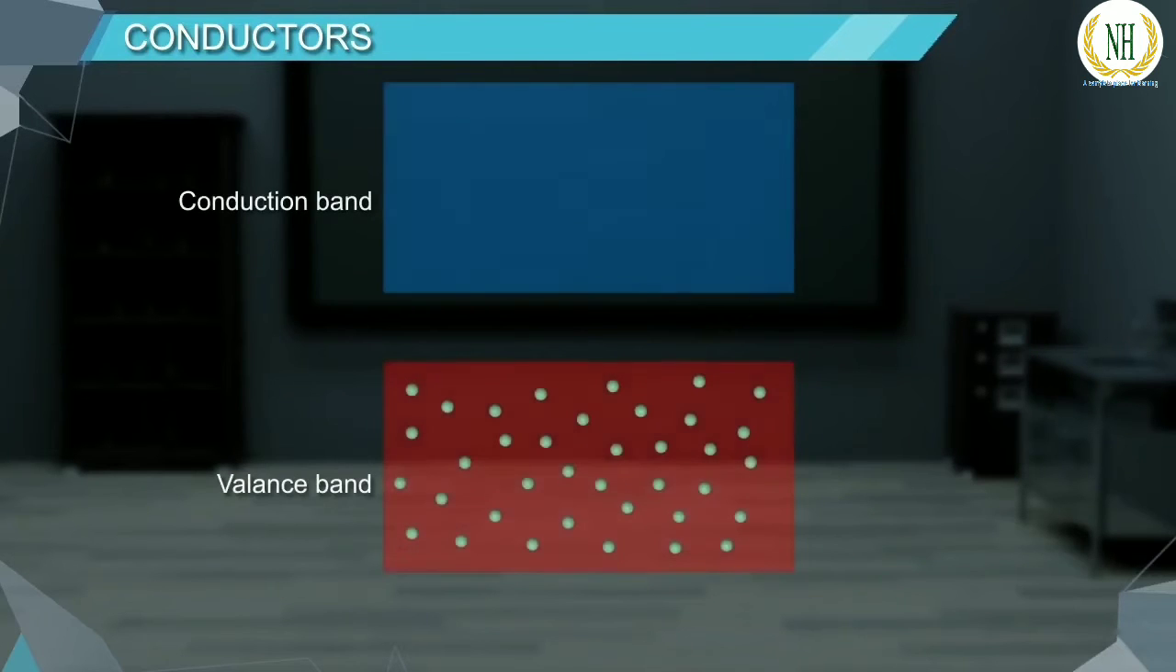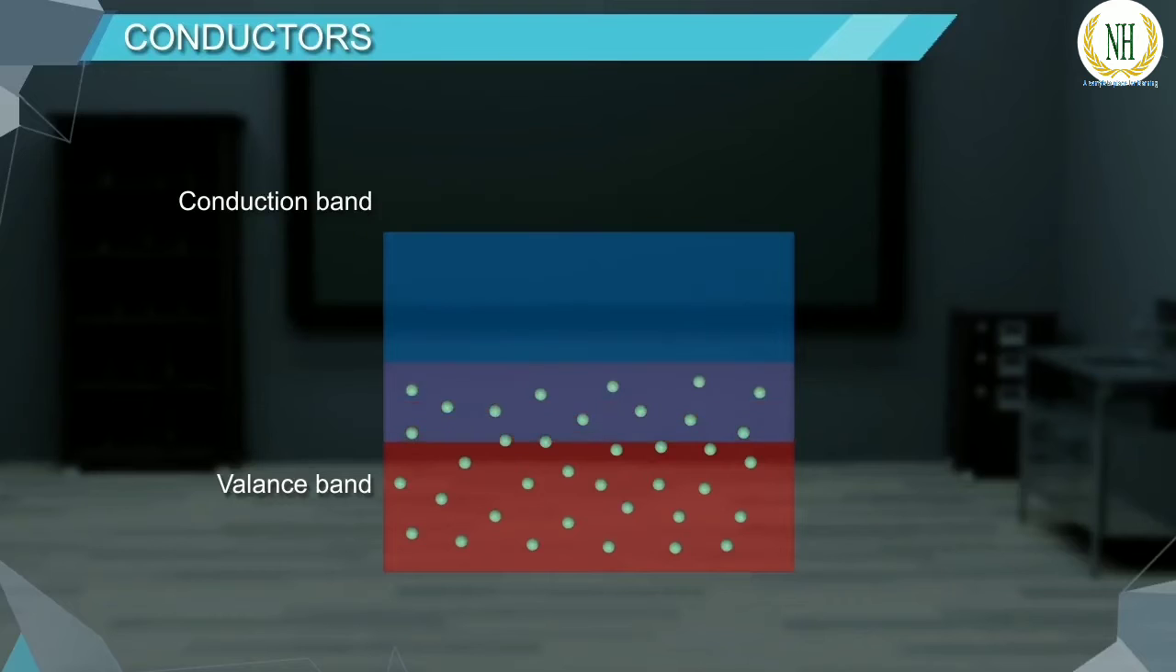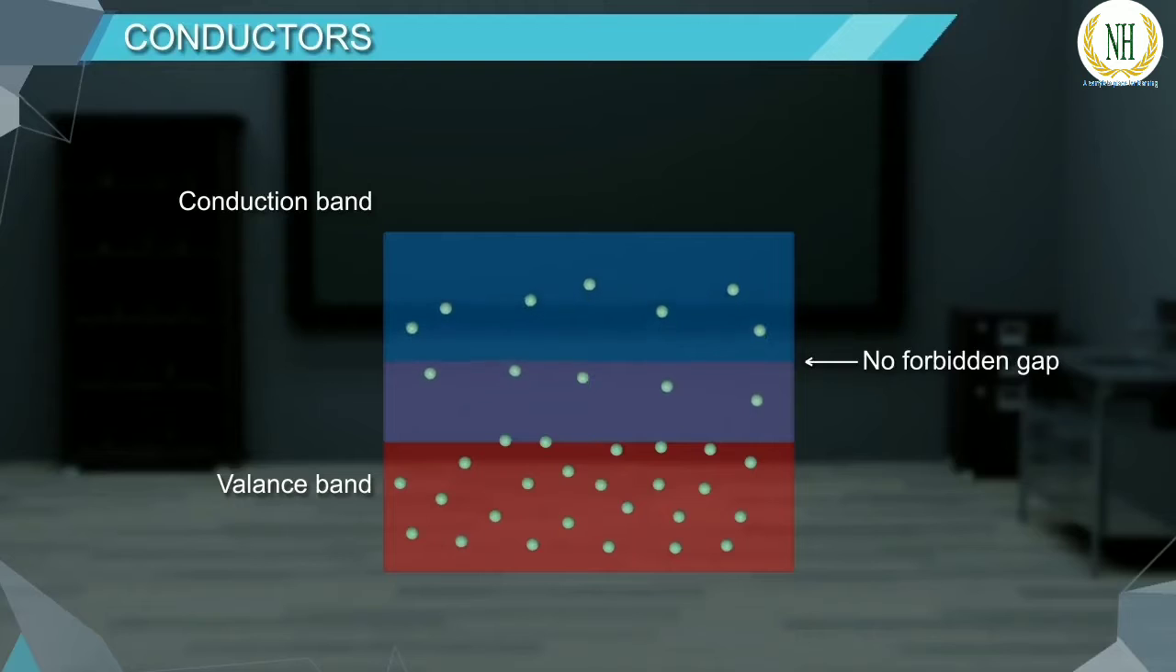In metals, the valence band is partially filled and usually overlaps with the empty conduction band in such a way that there is no forbidden gap present. As a result, the electrons from the valence band can easily move to the conduction band. This results in conductivity in metals.